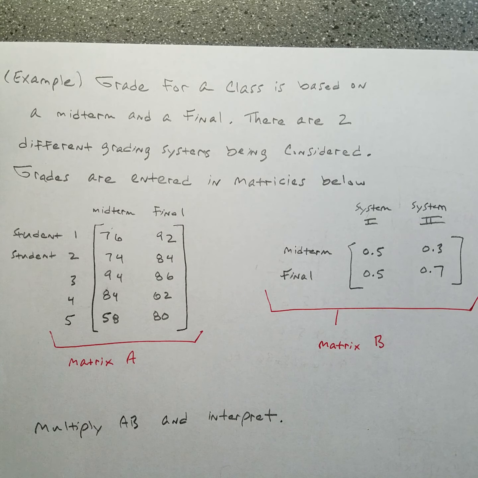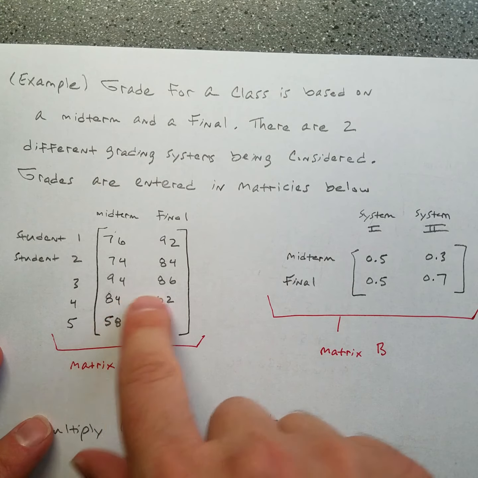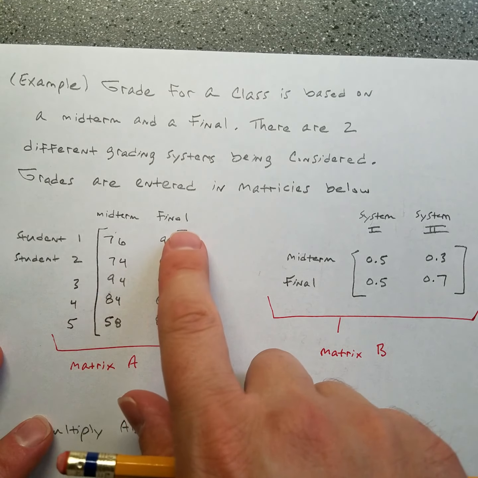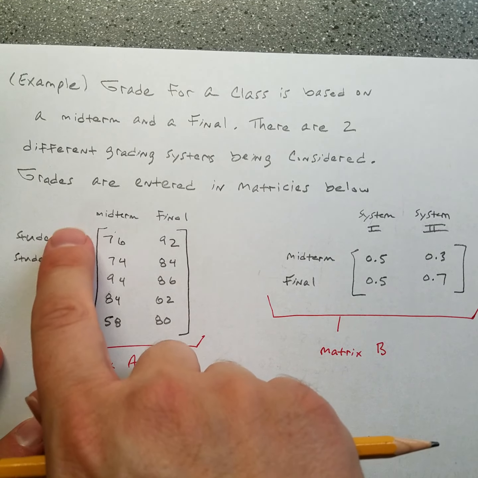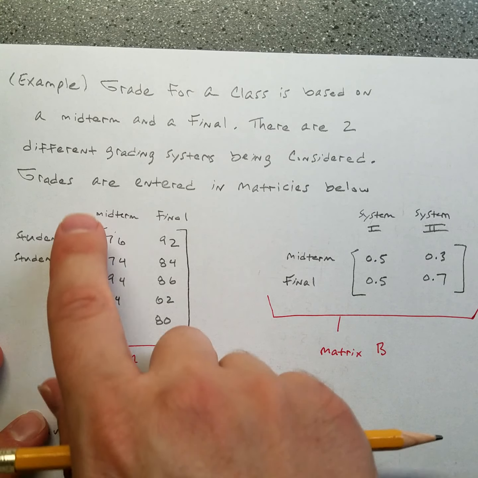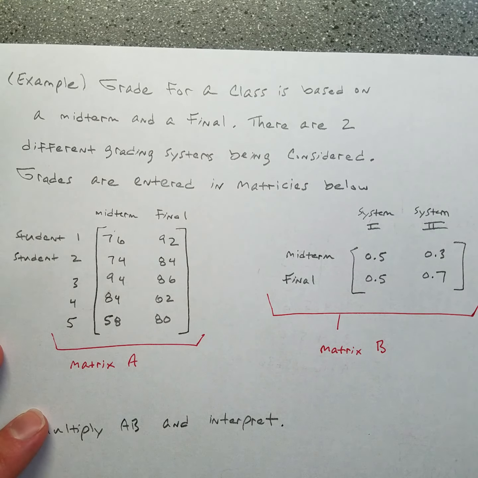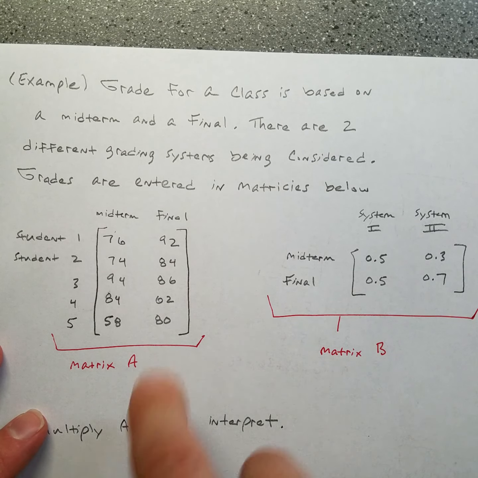And imagine this scenario. Here I've got that there's a class and there's just 2 grades. There's a midterm and there's a final. And let's say there's 5 students in the class. You can interpret it that student 1 got a 76 on the midterm and a 92 on the final. All right?